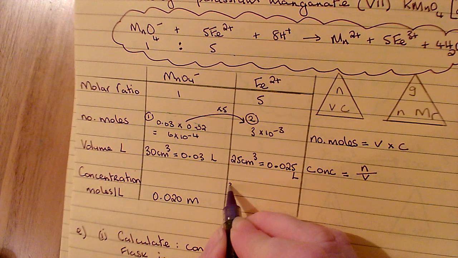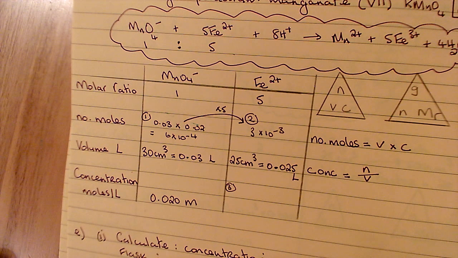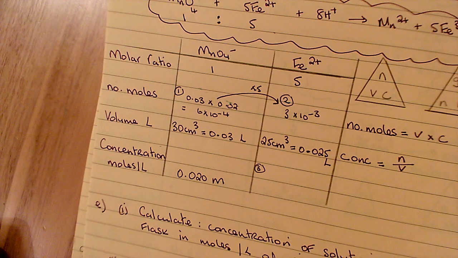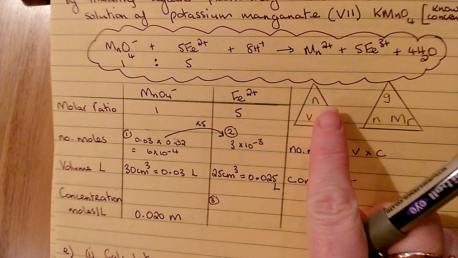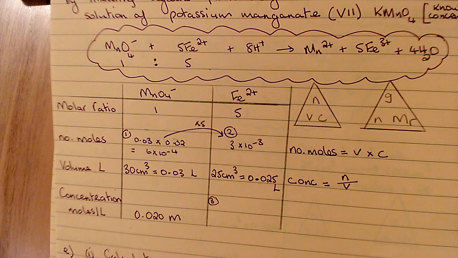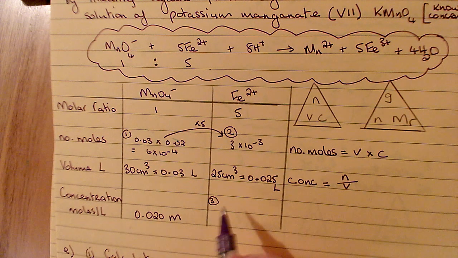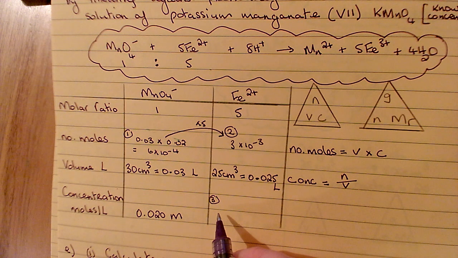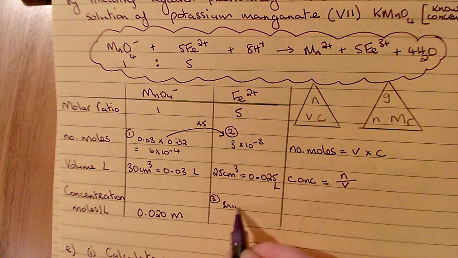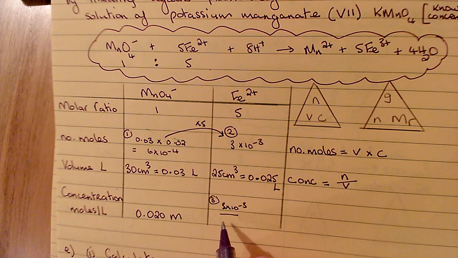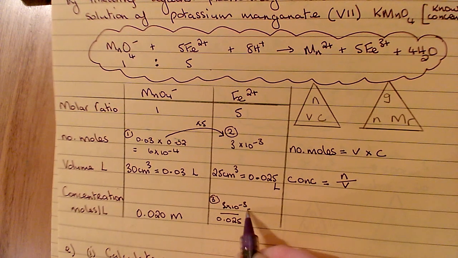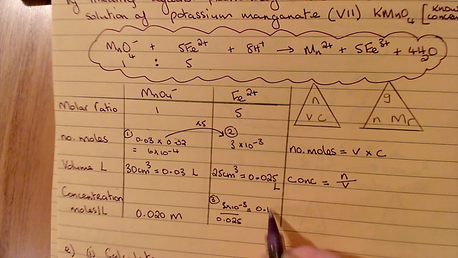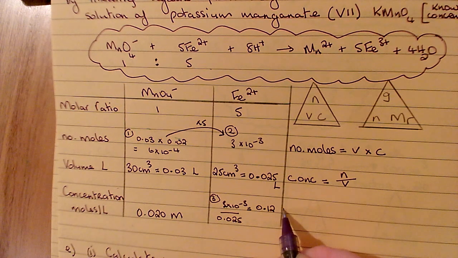Alright, the third step we're going to do now is work out our concentration of iron. So to work out concentration, using our not very complicated triangle, concentration is going to be number of moles divided by volume. So our number of moles is 3 by 10 to the minus 3, dividing that by the volume, which is 0.025, and we're getting a concentration of 0.12, and that's in moles per litre.